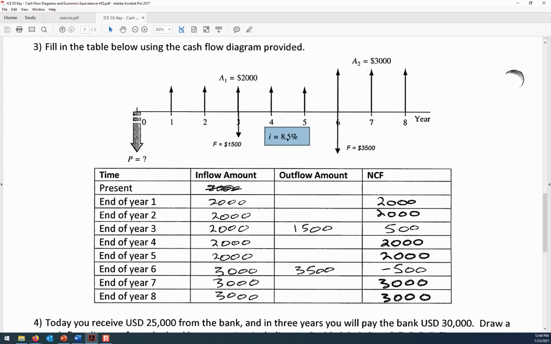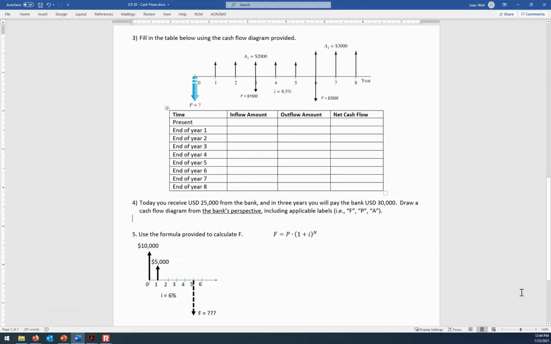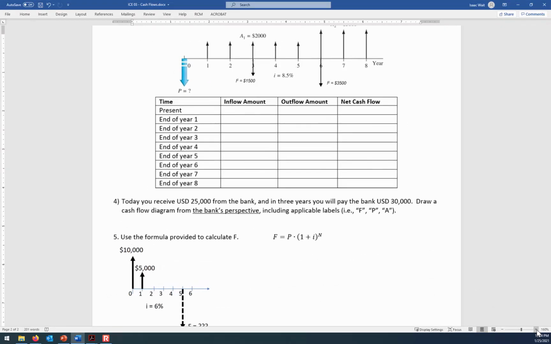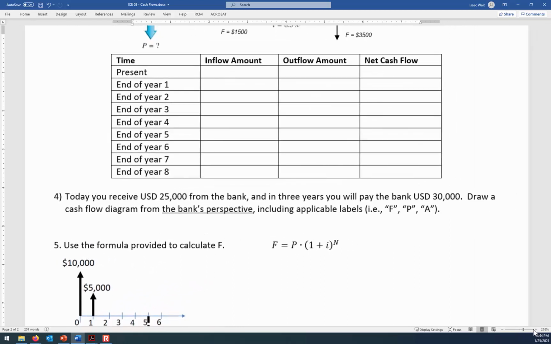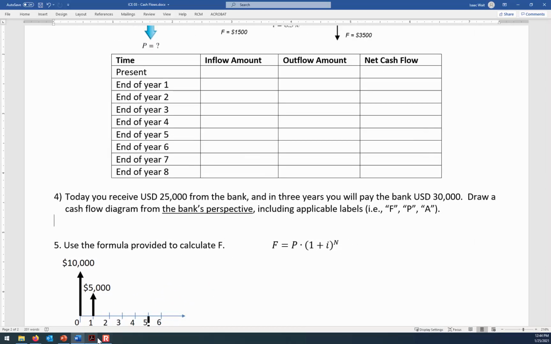So the first taste is that you don't need the interest rate to calculate the net cash flow in this cash flow diagram table. So any questions on the first one, on this problem 3? All right, well, what about problem 4, where you receive 25,000?